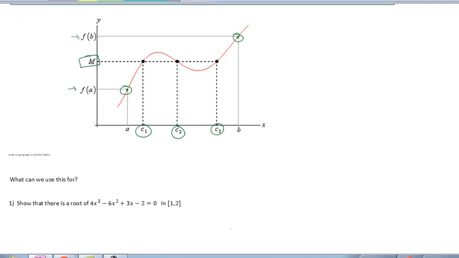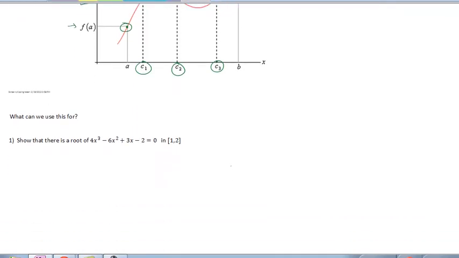Okay, so what do we do with that? Well, let's say that I wanted to show that there's a root of this function, 4x cubed minus 6x squared plus 3x minus 2 equals 0, in the closed interval 1 and 2. Well, that means that I'm looking for c between 1 and 2, where the actual height at c is going to be equal to 0. Now, the intermediate value theorem doesn't tell us what that height is. It just tells us that it exists.